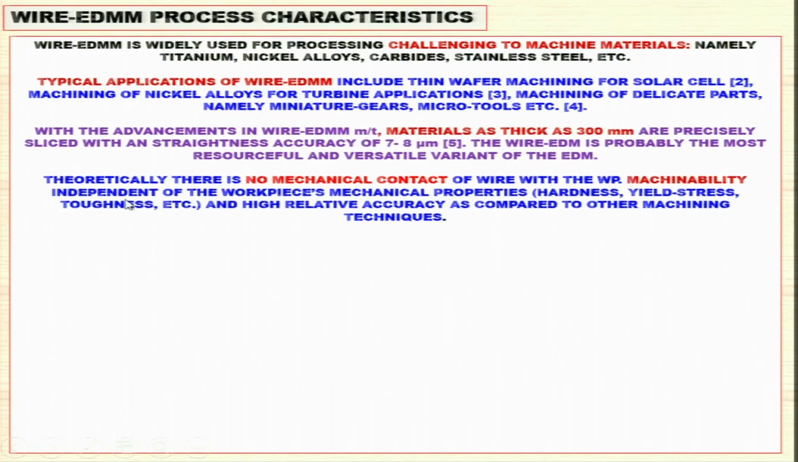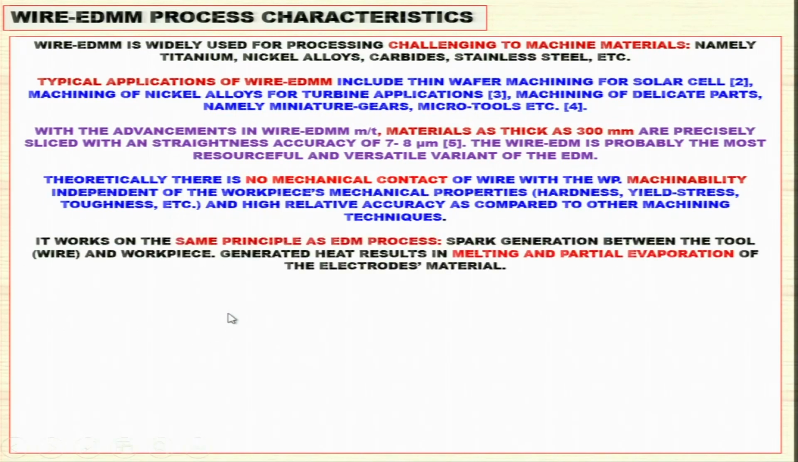Machinability is independent of the workpiece's mechanical properties, because here there is no direct contact of the workpiece and the tool, that is the wire. Rather, it is the melting and vaporization. We will see the principle. So hardness, yield stress, toughness, etc. These are the mechanical properties of the workpiece material. They do not affect the performance of wire EDM process, and high relative accuracy is achieved as compared to other machining techniques. It works on the same principle as the EDM process.